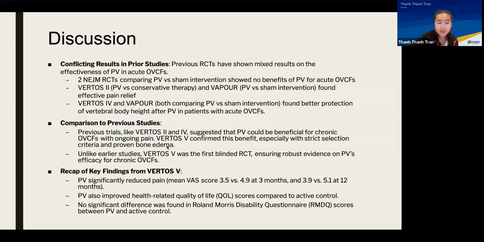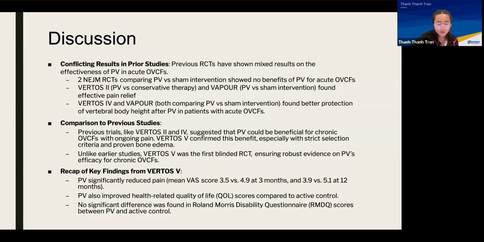For example, two New England Journal of Medicine randomized controlled trials comparing PV versus sham intervention showed no benefit of PV for acute OVCF. On the other hand, VERTOS II, where they compared PV versus conservative therapy, and VAPOR, another randomized controlled trial that compared PV versus sham intervention, found effective pain relief in the PV group. Similarly, VERTOS IV and VAPOR found better protection of vertebral body height after PV in patients with acute OVCF.